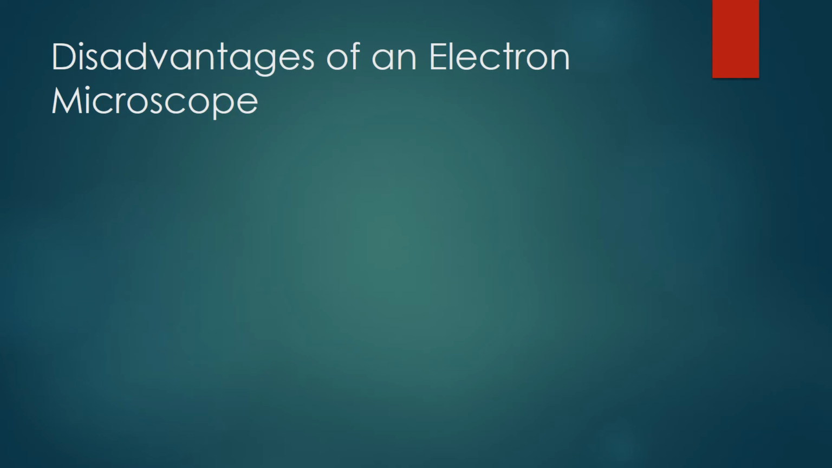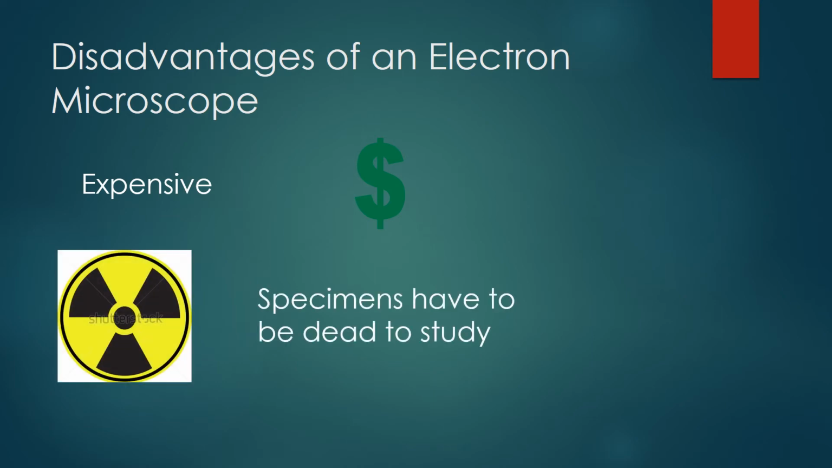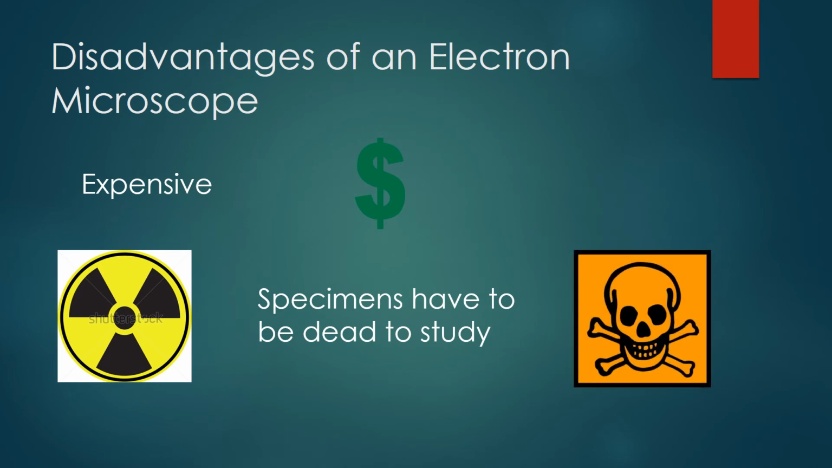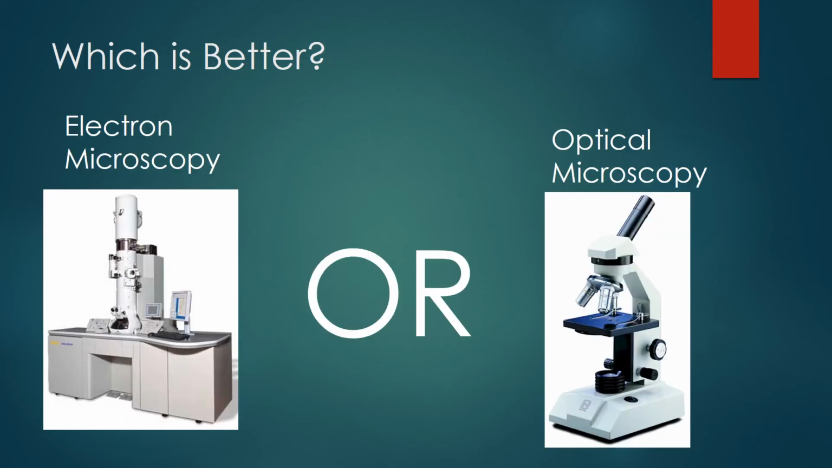A big disadvantage of this microscope is the price of it. The specimen that would be desired to study would have to be dead. This is because the electrons have to pass through a vacuum, as well as that the stains that are used can contain heavy metals which can be toxic. Another downside is that it produces a black and white image, or a true or false color image, which means we cannot get a full representation of what the true color of the specimen may be.